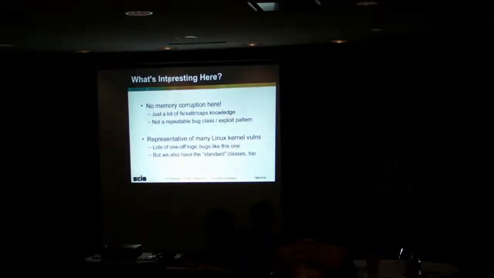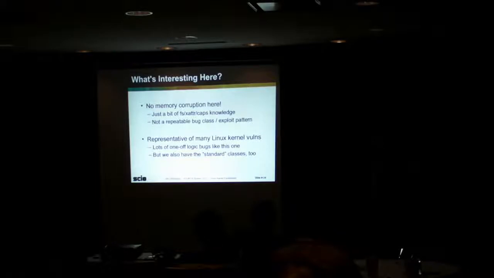So, what's interesting here? There's absolutely no memory corruption, not a lot of fancy technique. It's a pretty straightforward exploit, and it just required a little bit of knowledge about the ReiserFS file system, a little bit about the extended attributes, and a little bit about Linux capabilities to piece together this exploit, which makes it not really useful for applying to future exploits in most cases, since this isn't really a bug class. It's a one-off exploit due to some missteps in the logic checking conditions in the ReiserFS file system.